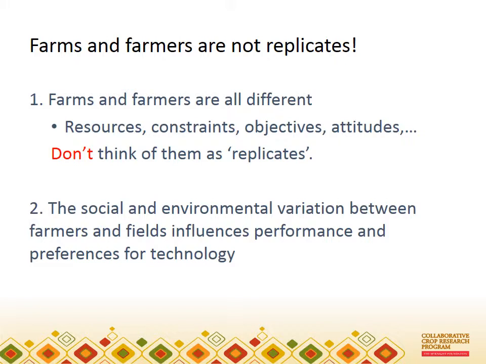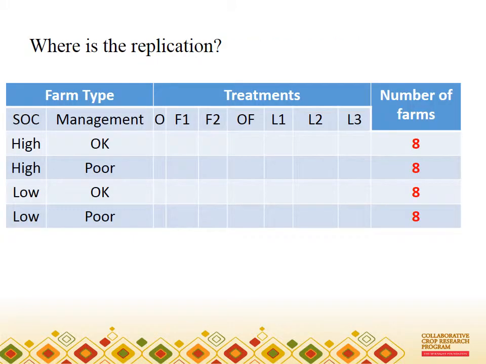So where is the replication we need to reach good conclusions from the trial? This is a simple example that I used in a previous video. I argued that in this case we need to replicate across farms that have the same level of soil organic carbon, SOC, and management quality, and suggested that if we have about 30 farms in the study, then about 8 of each type would be appropriate.